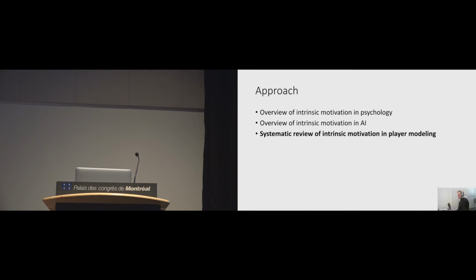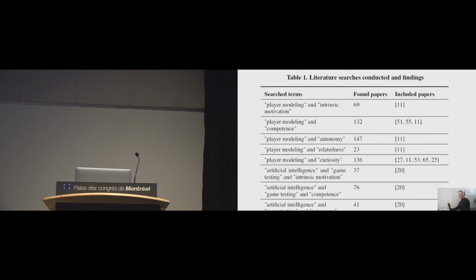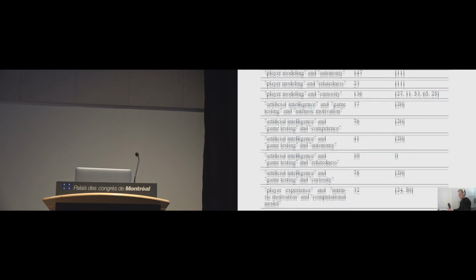Finally, we get to the systematic review part. Of course, I only have time to go through some examples. Again, we conducted literature searches with keywords from the psychological and AI literature, such as intrinsic motivation, competence, and curiosity, and combined these with player modeling, player experience, and game testing. We had to exclude many papers that did not have any game-playing agents, but instead focused on questionnaire data from human players.